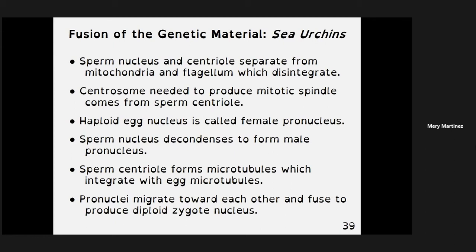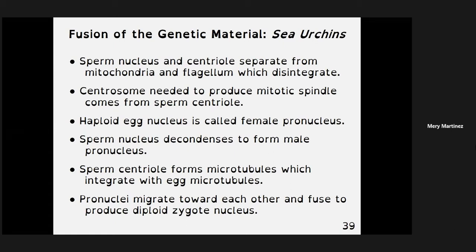So now that's part of the reaction for that egg, but now we need to meet them together. So they know that they are in the same place, but now they need to join together. So here is the fusion of this genetic material. And after fusion of the sperm and the egg, the sperm nucleus and its centriole separate from the mitochondria and the flagellum. Okay. So normally the mitochondria and the flagellum will be degraded.